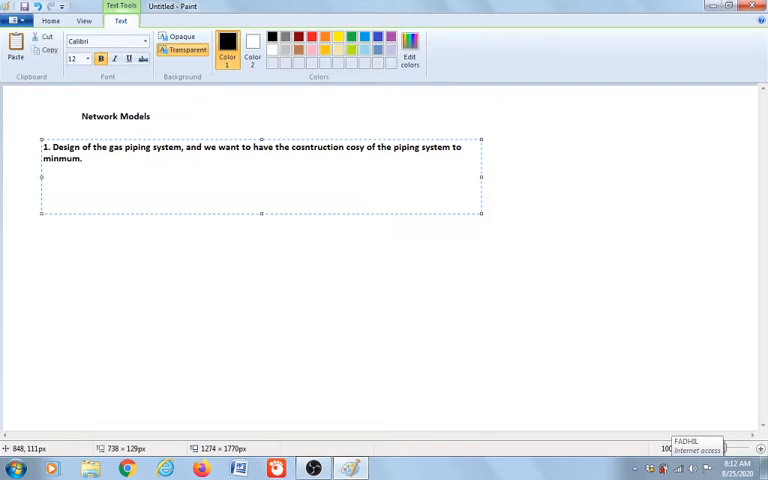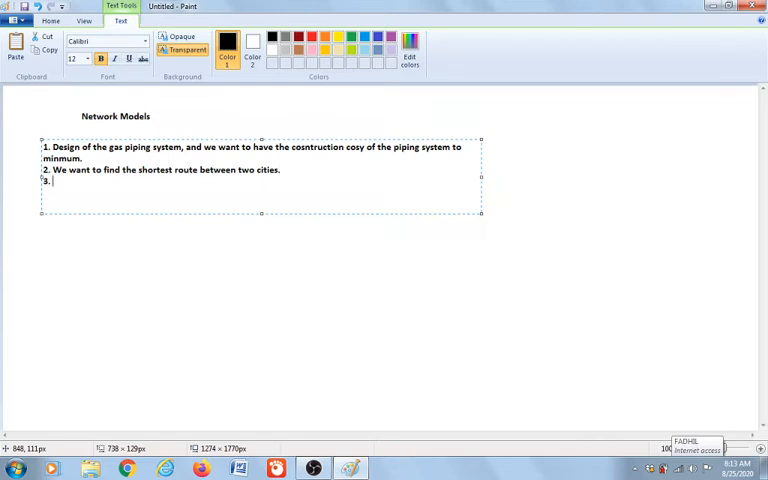Number two, we want to find the shortest route between two cities. Okay, that's another application of network models.